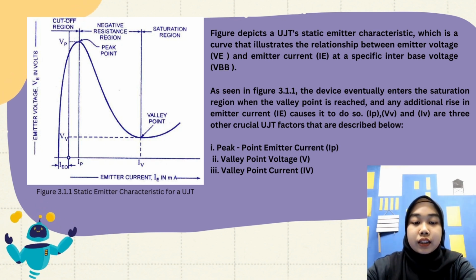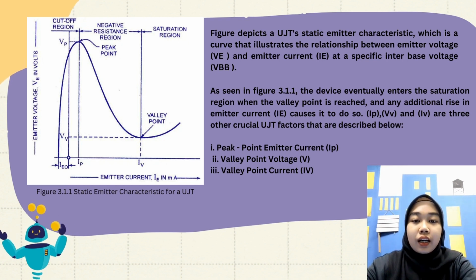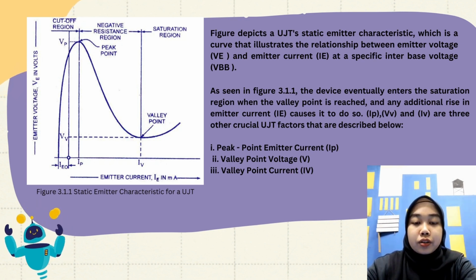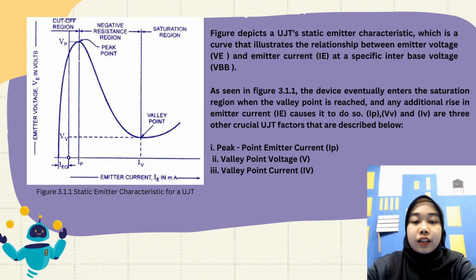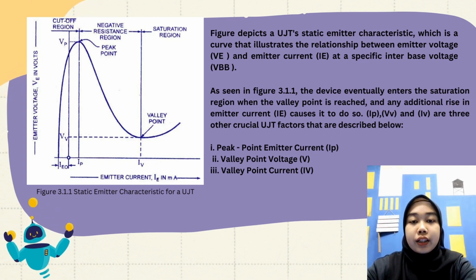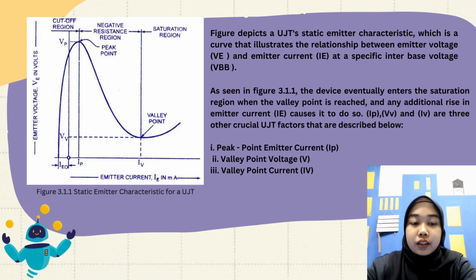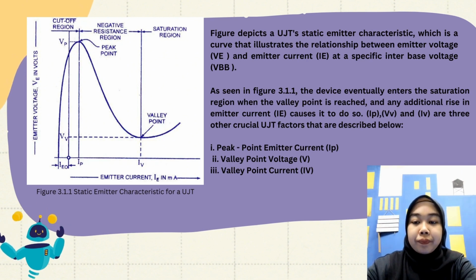The emitter potential decreases as the emitter current increases once conduction is established at VE equal to VP. This is precisely in line with the drop in resistance that occurs when current increases. As seen in the figure, the device eventually enters the saturation region when the valley point is reached, and any additional rise in the emitter current causes it to do so.